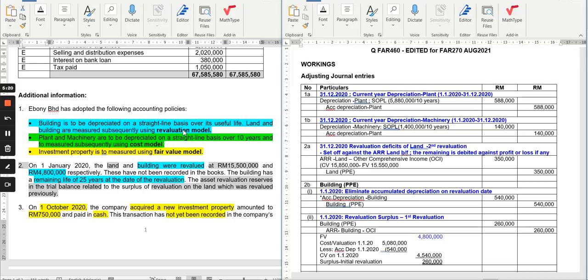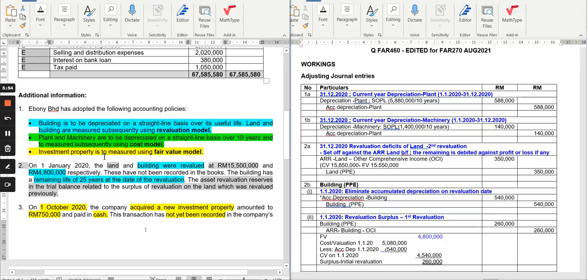I'm using a highlighter. You can see that my turquoise is for my building, and the building is using the revaluation model. So if there are any changes in the fair value, the changes will be accounted for under the FAR160 revaluation model. Plant and machinery is using the cost model, depreciated over 10 years using the straight-line method. But if there are any changes in fair value, that will be ignored, so it will not be accounted for if it is using the cost model. Investment property is measured using the fair value model.